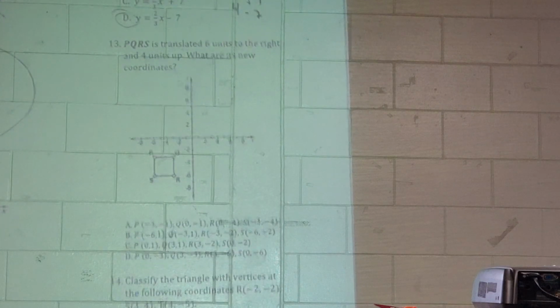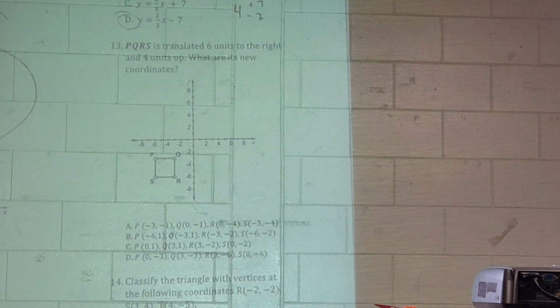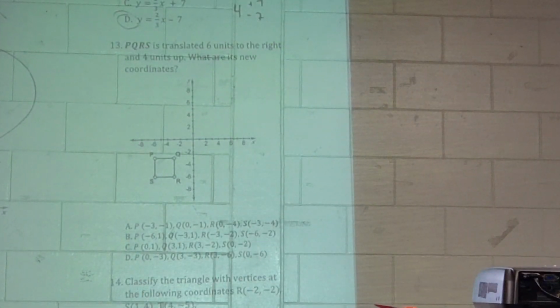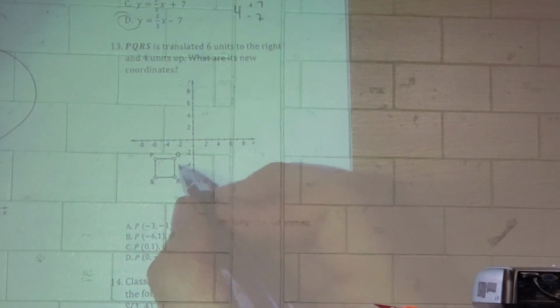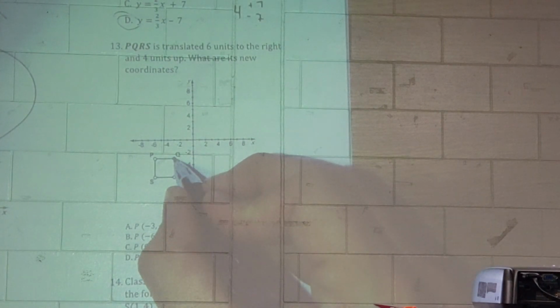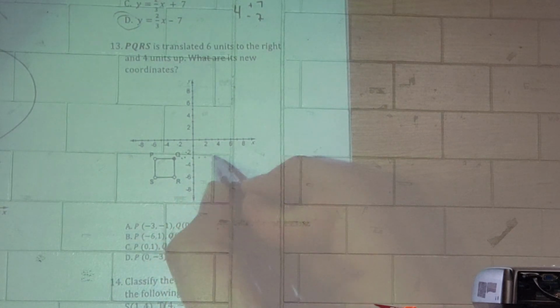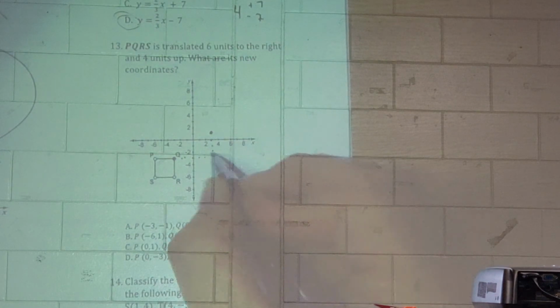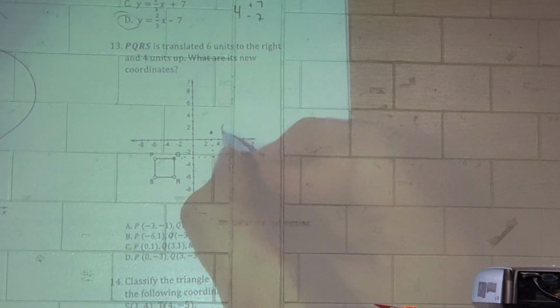13 says PQRS is translated 6 units to the right and 4 units up. What are the new coordinates? These are easy. 6 units to the right means count right 6 units, and then 4 units up means count up 4 units. Let's start at Q. It says go right 6 units: 1, 2, 3, 4, 5, 6, and then go up 4 units: 1, 2, 3, 4. So it looks like I'm currently at the point positive 3, positive 1.